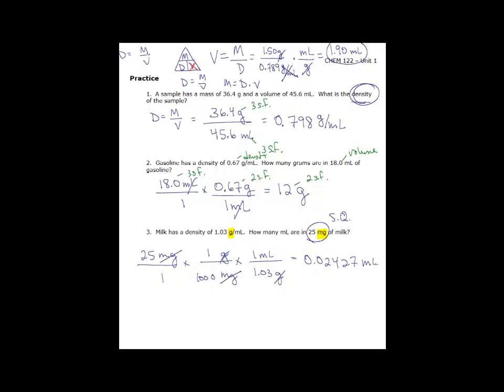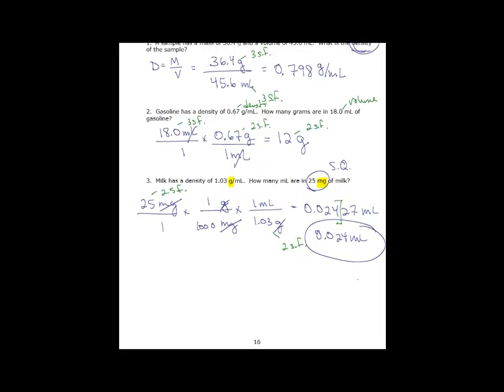0.02427 milliliters. How many sig figs can I have? I have 2 here, 2 here, so I can only have 2 in my answer. These zeros are placeholders. So my answer is 0.024 milliliters. And that is density.